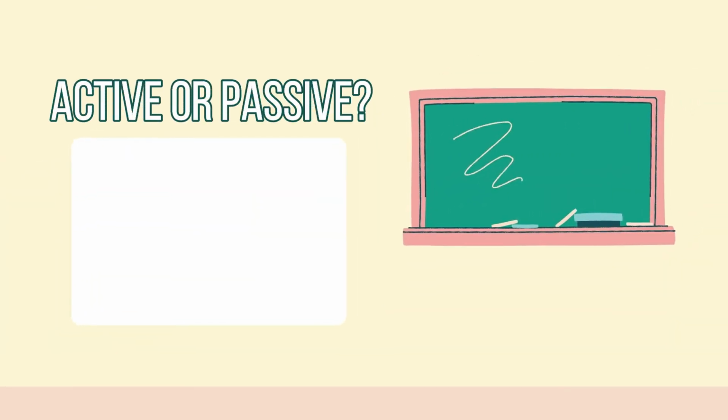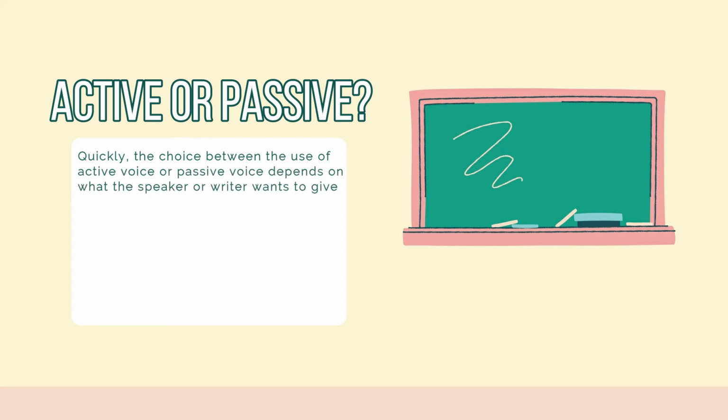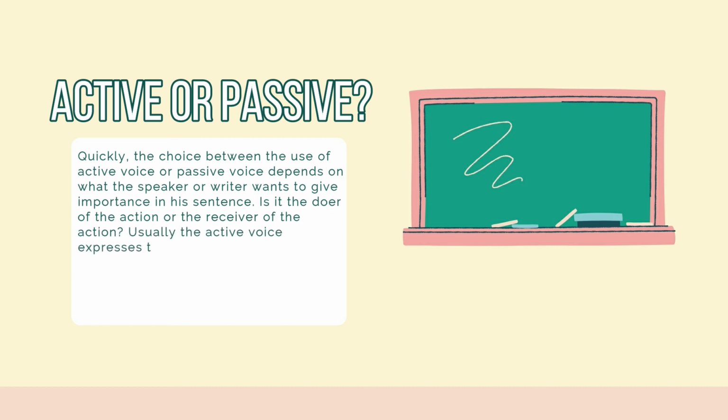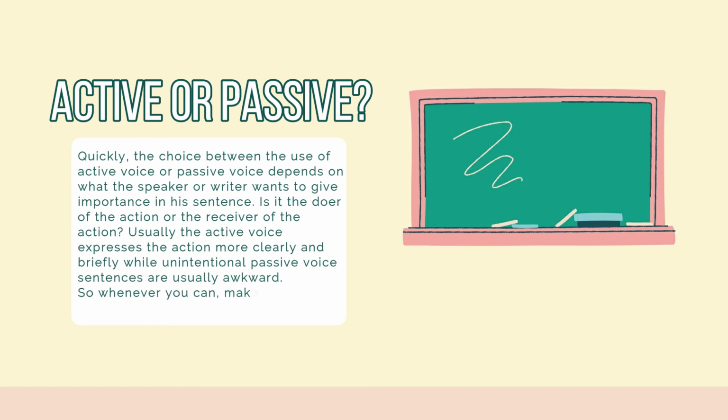When should we use active voice? When should we use passive voice? Quickly, the choice between the use of active voice or passive voice depends on what the speaker or writer wants to give importance in his sentence. Is it the doer of the action or the receiver of the action? Usually, the active voice expresses the action more clearly and briefly, while unintentional passive voice sentences are usually awkward. So whenever you can, make sure your verbs are active, not passive.